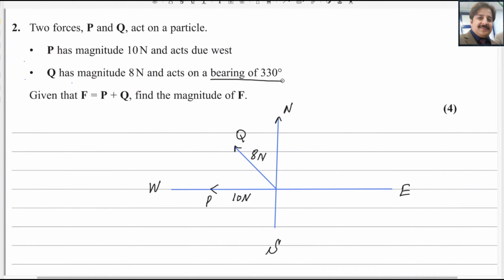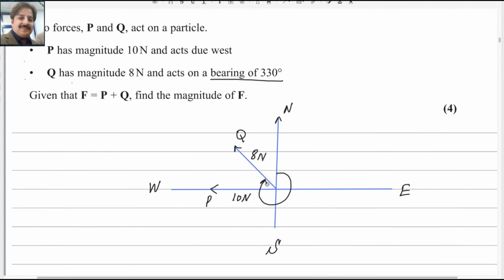Bearing of 330 degree means you will measure the angle from north. Bearing is always measured from north. You will measure from north to Q. This angle is 330 degrees for sure. Okay. This angle is 330 degrees.